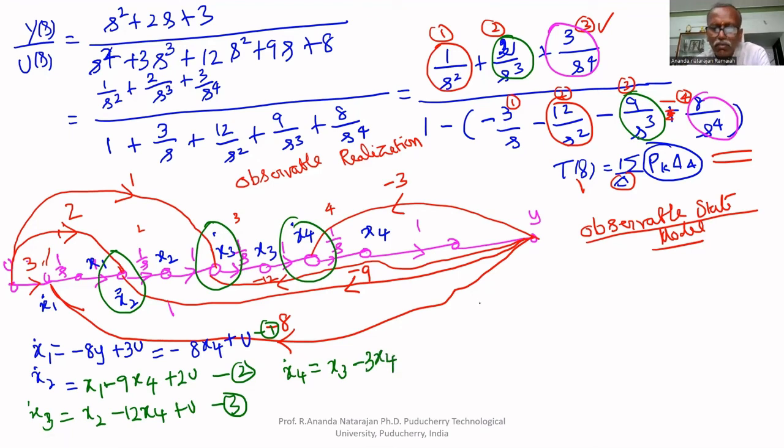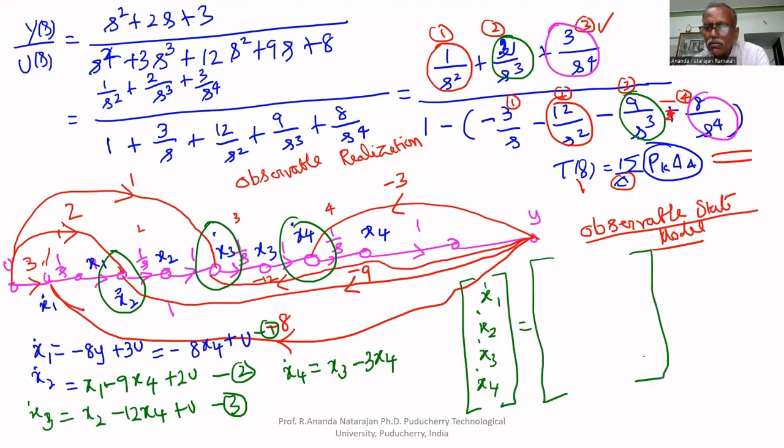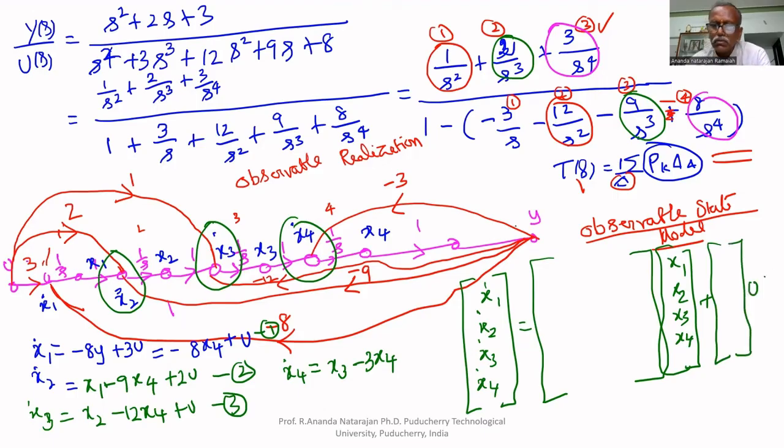Therefore, now we can write the state model: x1 dot, x2 dot, x3 dot, and x4 dot equal to the A matrix multiplied by x1, x2, x3, x4, plus this B matrix multiplied by u. Now minus 8 x4, that's minus 8 x4, and u equal to 3.